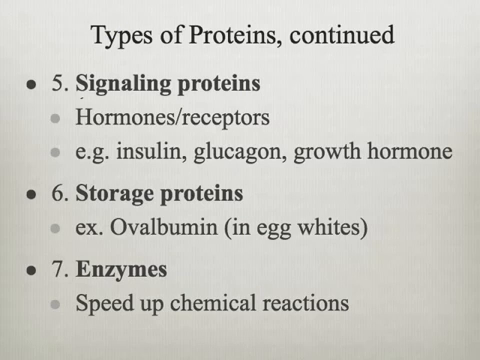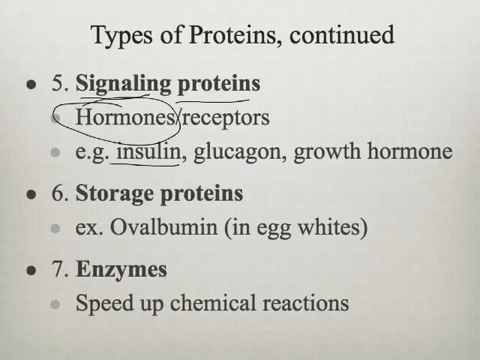We have signaling proteins. So we've already seen a couple of these. These are things like hormones. So remember from the carbohydrate section of this unit, remember insulin and glucagon? Those are the two proteins that signaled the pancreas, signaled the liver, to tell it to either store or release extra glucose as it was needed in the body. Also things like growth hormone. This is the hormone that tells your body that you need to grow larger.